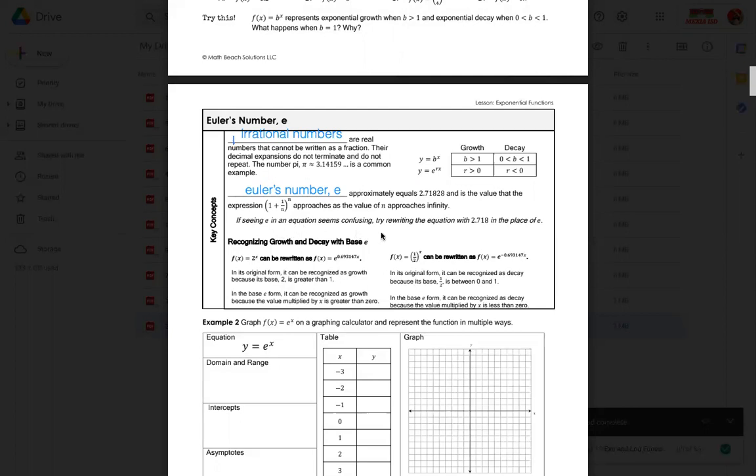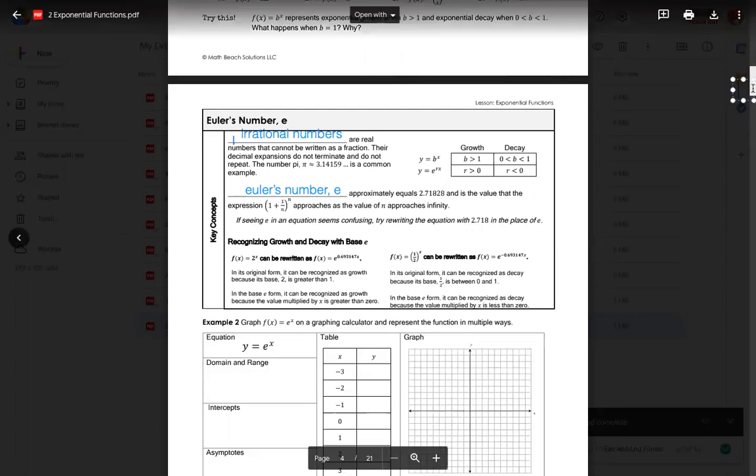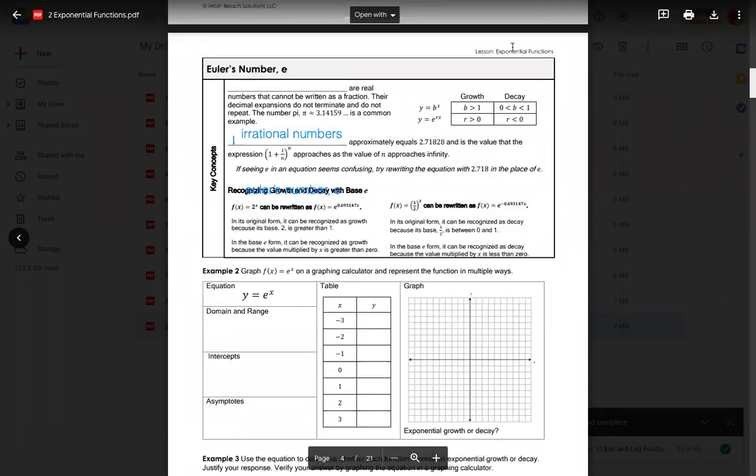Again, if you need to understand the way Euler's works, you could rewrite it as 2.718 in place of e, but my opinion is just keep it as Euler's number. That won't make it too hard. Now, understanding growth and decay with base e changes up just a little bit.